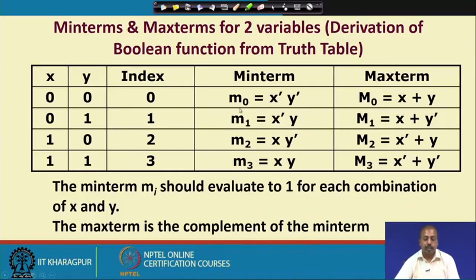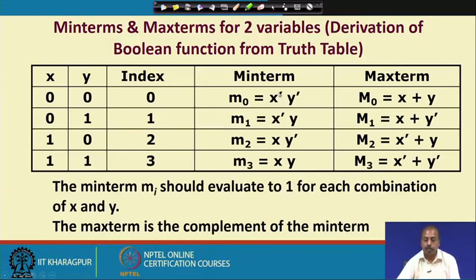So, you note here that while writing the max term, if the value of the variable is 0, we are taking it in uncomplemented form. That is the convention that we have to follow, and whenever the value of the variable is 1, we are taking it in the complemented form. Whereas for writing min terms, when the variable is in true form, we write it in true form, and when it is in complemented form, like say 0 0, we write it as x bar y bar. So, all the min terms mi should evaluate to 1 for each combination of x and y, and the max term is the complement of the min term.